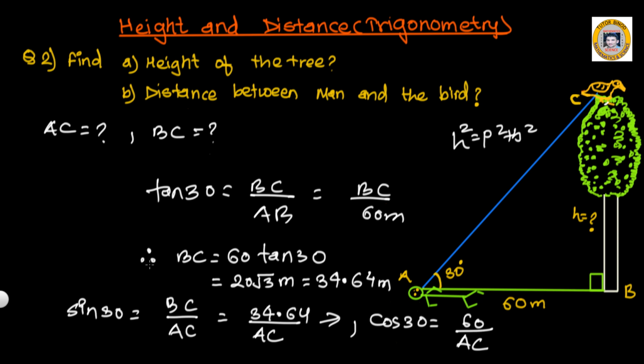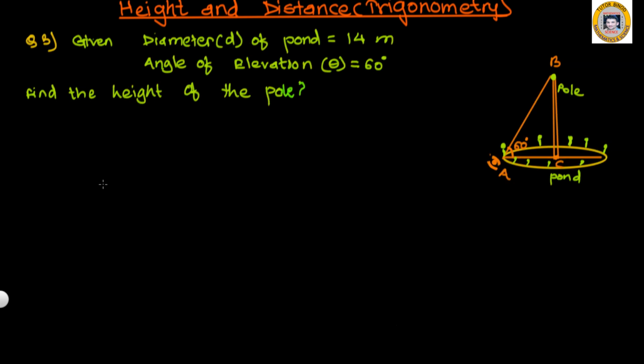In this way I can find AC either by using the sine, cosine, or using the Pythagorean theorem. You can do whatever way you like. This is how we do this problem. Now let us do another interesting problem.